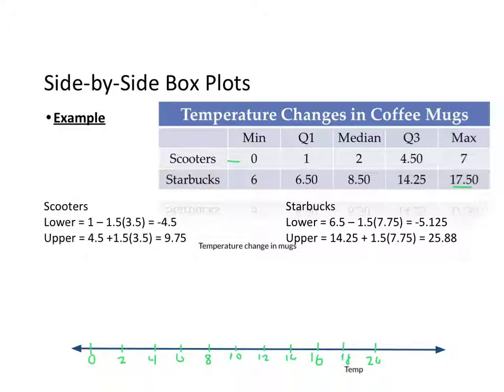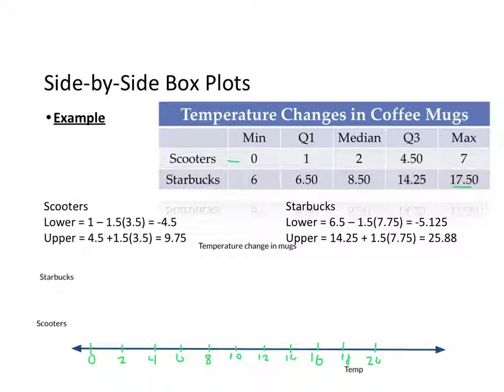Other things you need to give me: a label for both Scooters and Starbucks. You have to determine which box plot goes with which data. If you do not do that, I don't know how to grade you.